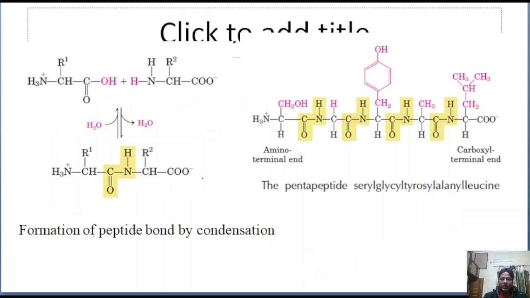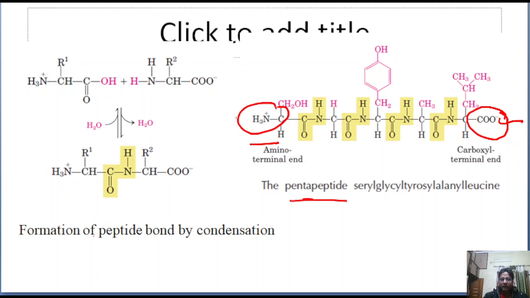So this is the structure of a pentapeptide. Here the amino terminal is the first amino acid, where the amino group is free, and at the other end the carboxyl group is free. Here there are 5 amino acids involved, so it is a pentapeptide. There are 5 amino acids and they form a pentapeptide.